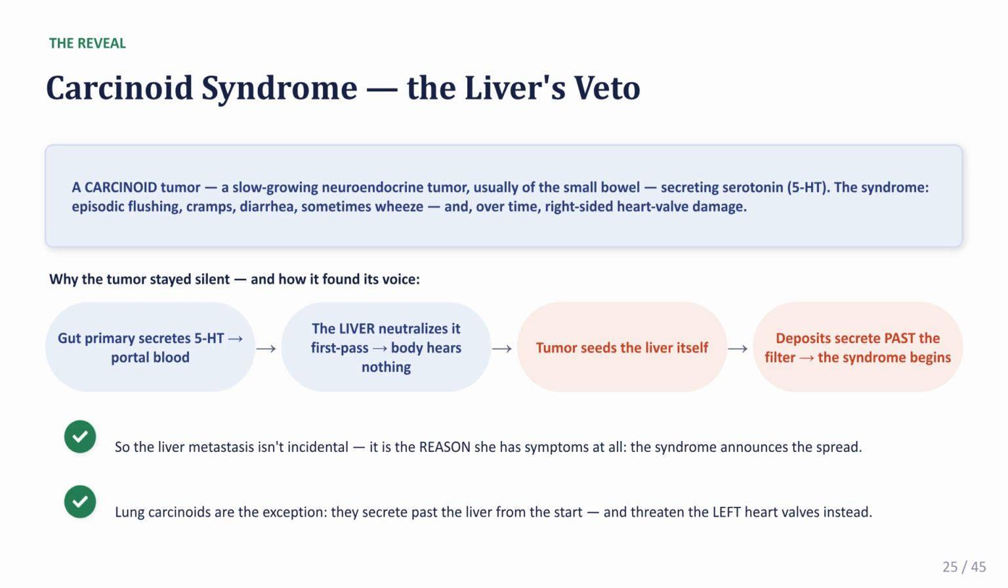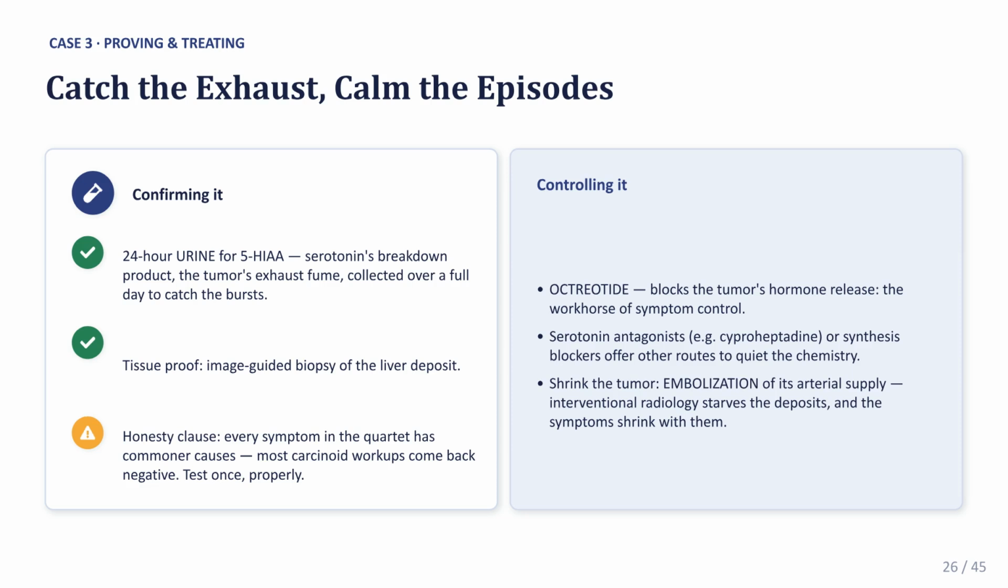The diagnosis is carcinoid syndrome from a neuroendocrine tumor of the small bowel. It remains silent because the liver neutralizes the secreted serotonin in the first pass. Only when the tumor metastasizes to the liver does it bypass this filtration, allowing the hormones to reach systemic circulation and cause symptoms. Confirm the diagnosis with a 24-hour urine collection for 5-HIAA, which measures the breakdown products of serotonin.